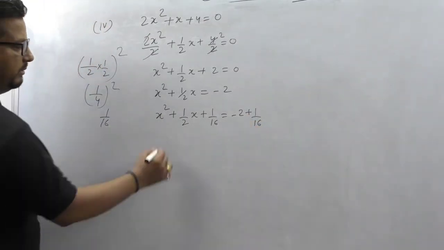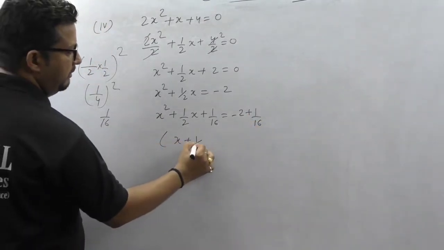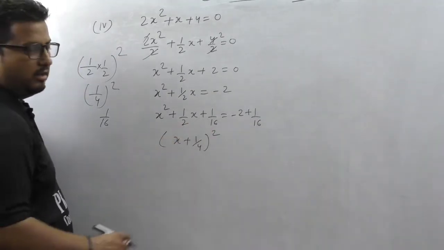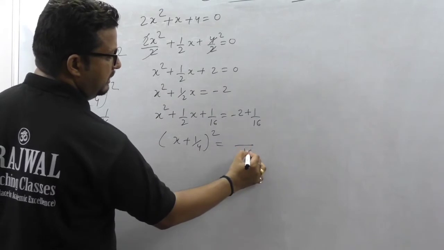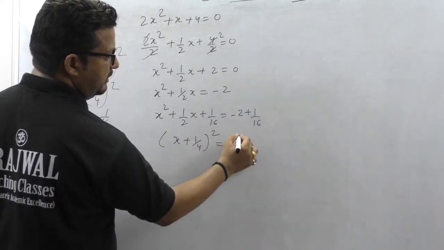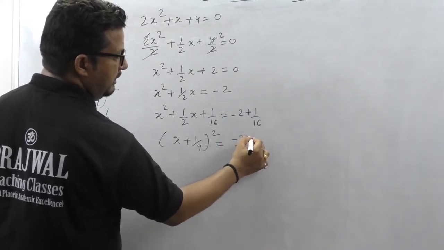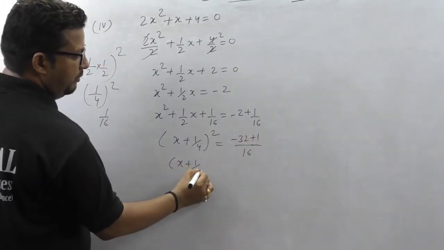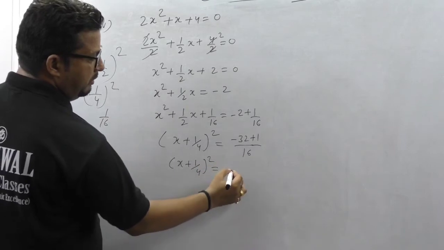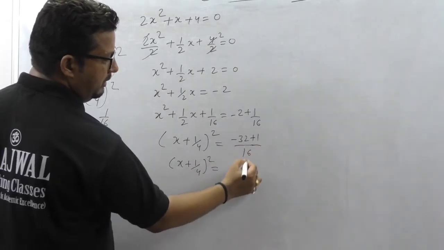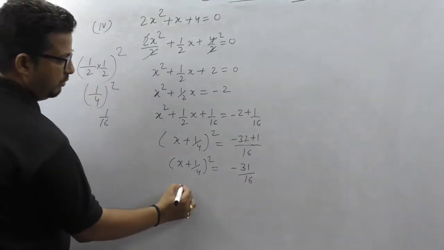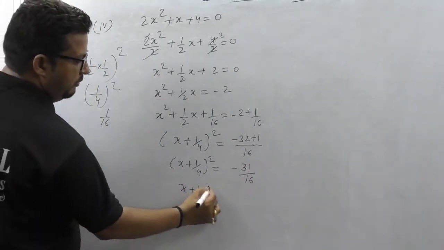I hope you don't have any problem. So if you notice here, this will become the formula a square plus b square plus 2ab. All right, and here we have to take the LCM. It will be 16 into 2, that is 32, and plus 1. So here we notice x plus 1 upon 4 whole square, and here we notice minus 31 upon 16.